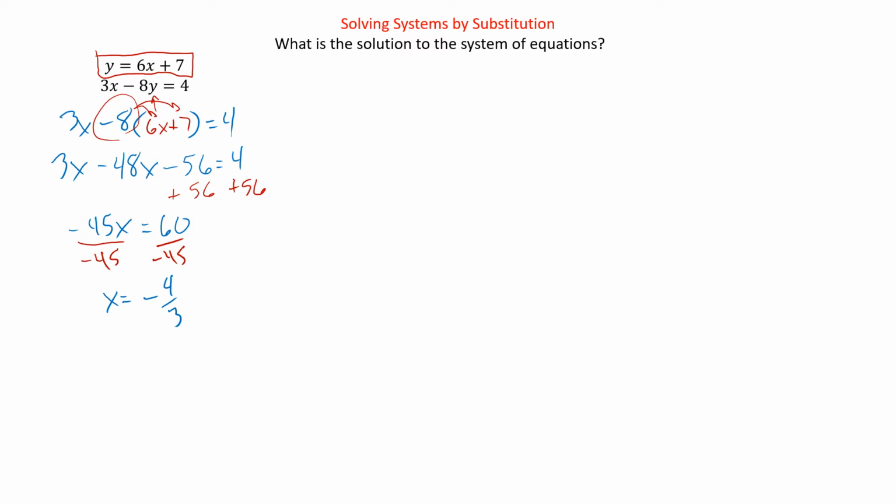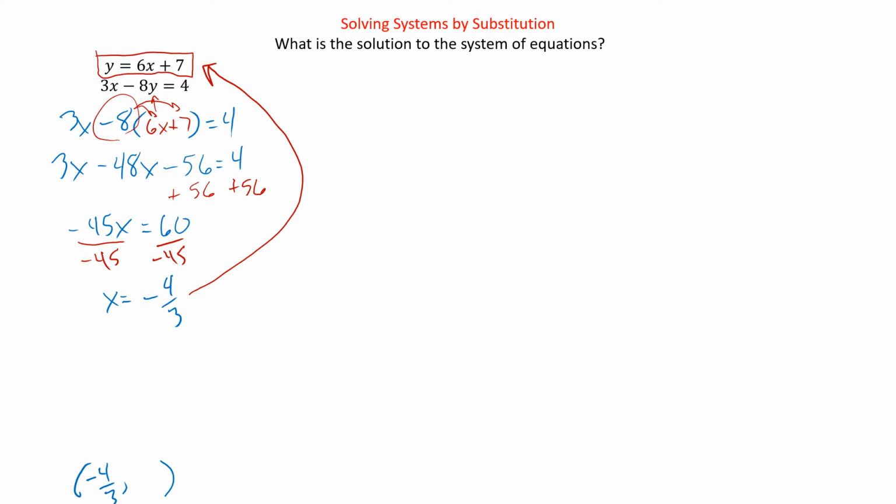That's not the answer yet. That's part of the answer. Remember, our answer is a point. It's an ordered pair. So we'll have negative 4/3 comma something. How do we find the other one? We take the x and we plug it back into one of the original equations. I'd recommend the one where we already have y equals something. It's probably going to be easier.